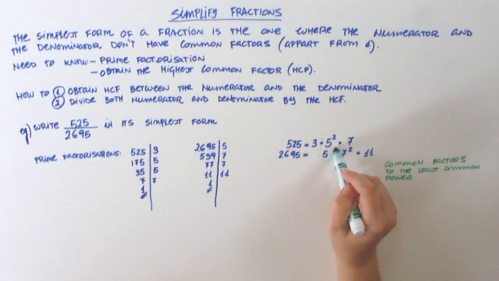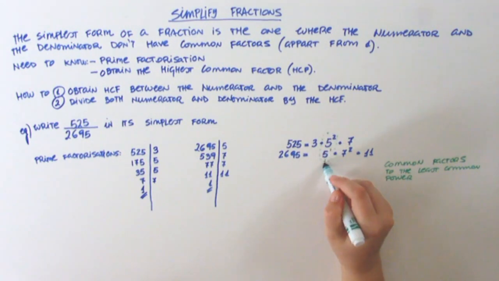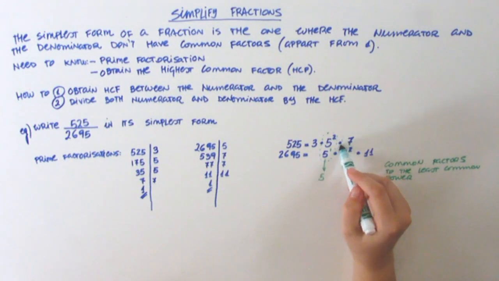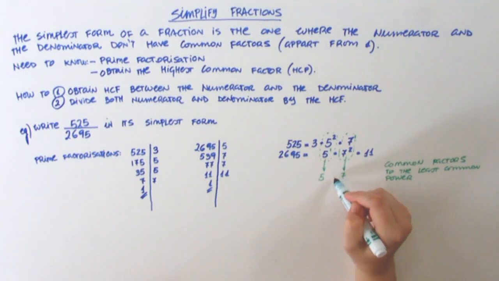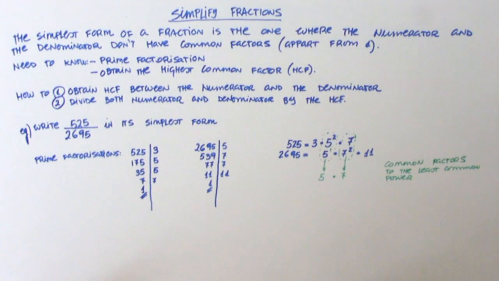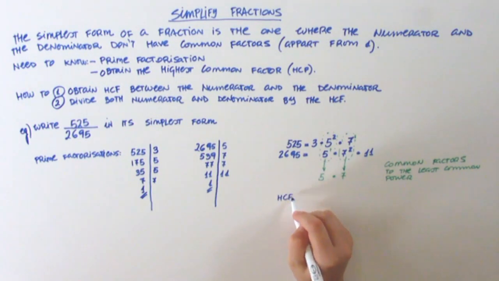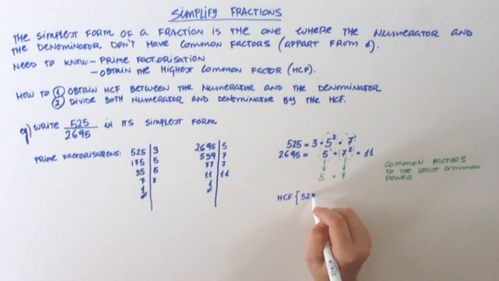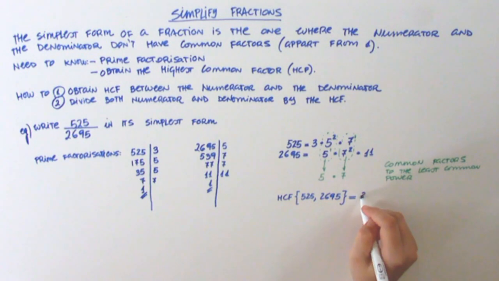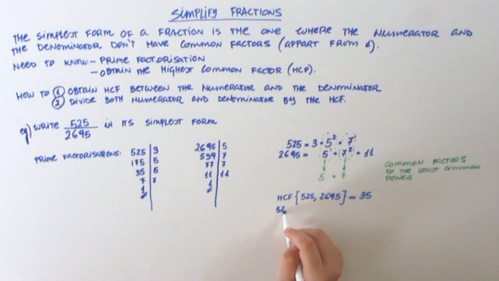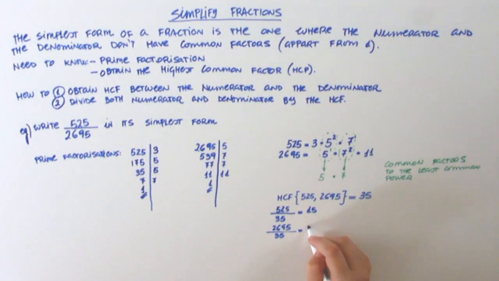So I've got a 5 squared and a 5, so the 5 is common and the lowest exponent is 1, and I've got a 7 to the power of 1, and a 7 squared, so the lowest common power there is 7. That means that the highest common factor between numerator and denominator is 35, and I can divide both 525 by 35, which if you do it gives you 15, and 2695 over 35, and if you do it, that gives you 77.